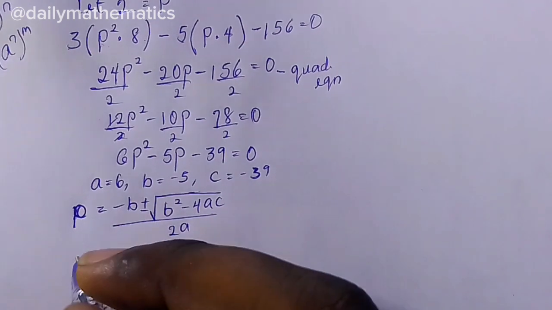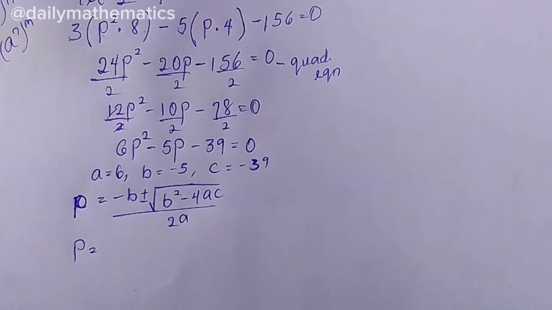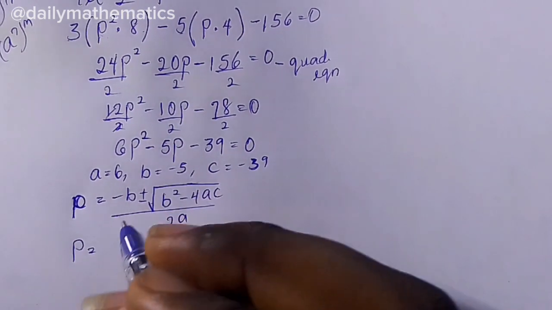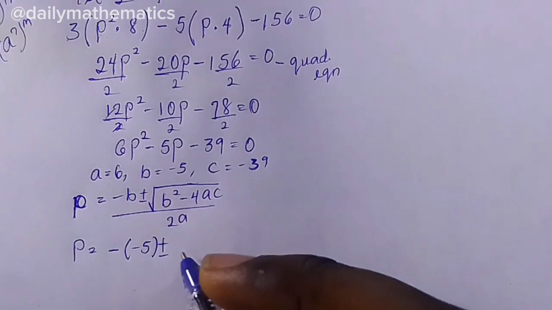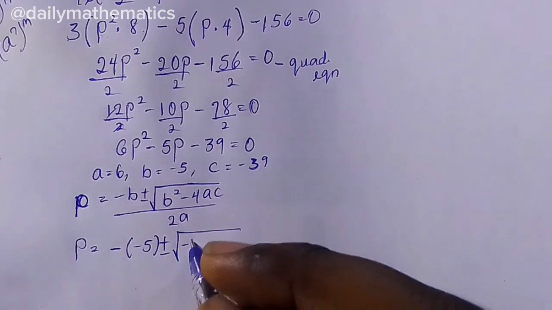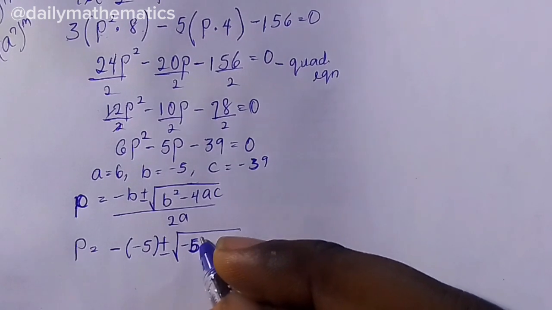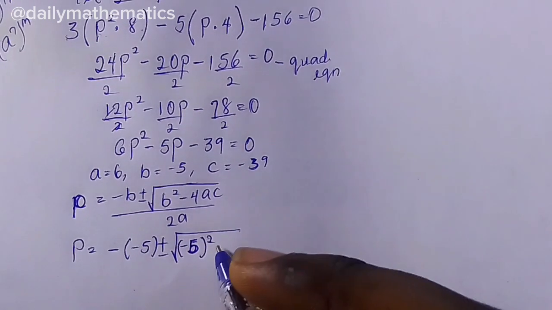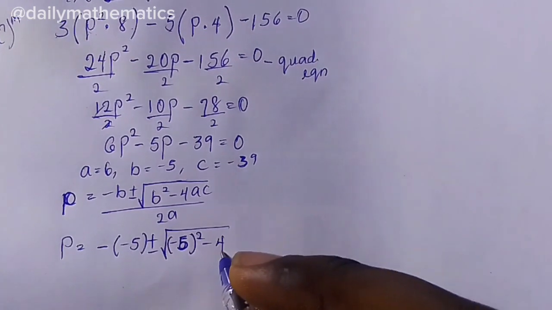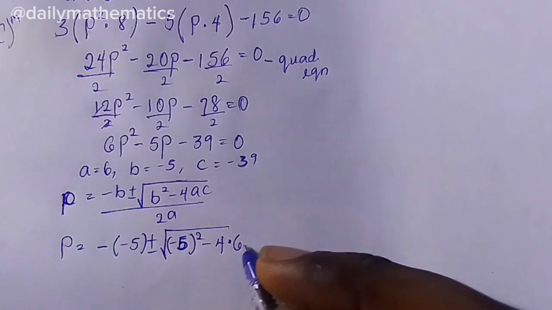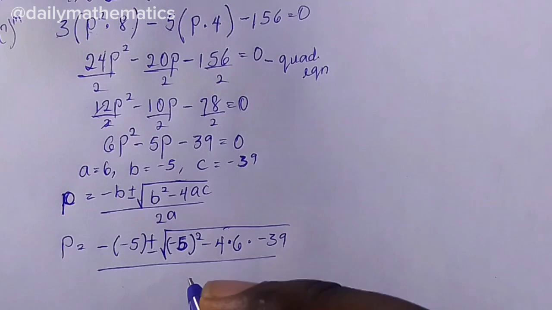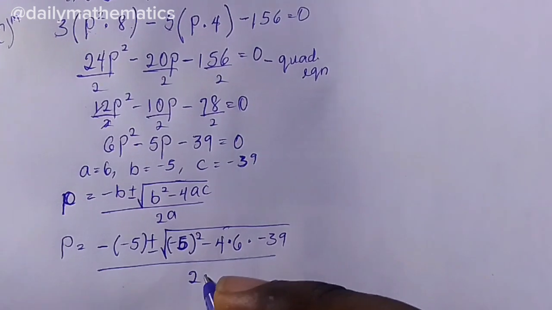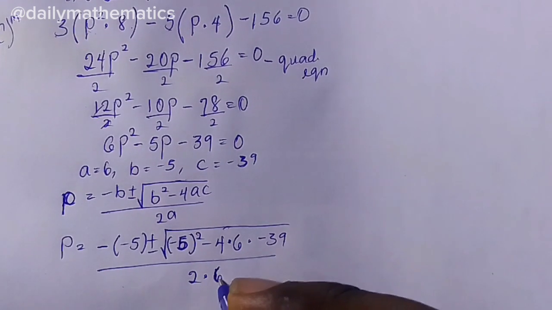So we have p equals minus b, so minus b is minus 5. Then we have plus or minus square root b squared, that's minus 5 squared rather, minus 5 squared. Then we have minus 4 times a is 6 times c is minus 39 over 2a, that's 2 multiplied by 6.